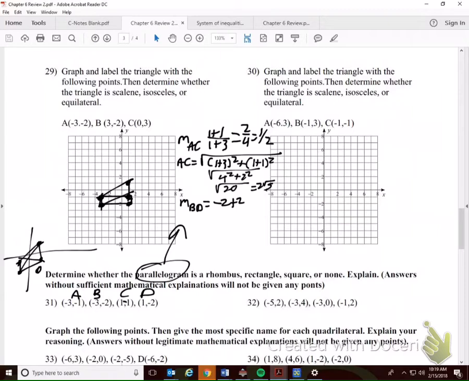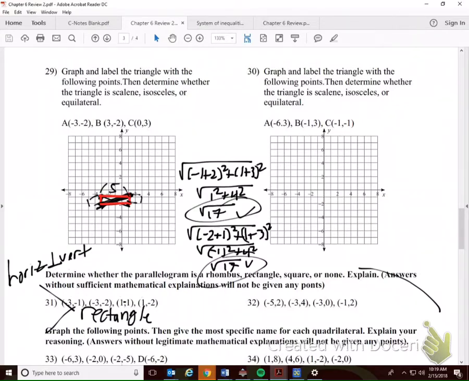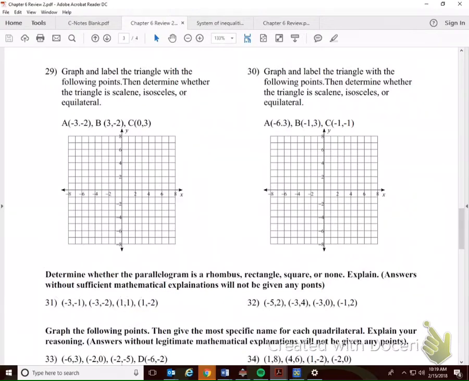So here, what I did was, and this was on the bell work, D is actually -1 instead of 1. If it was -1, 1, it would have ended up being a trapezoid. Now, determine whether the parallelogram is a rhombus, rectangle, or square. Okay, guys, this is super, super important. This is key, okay?